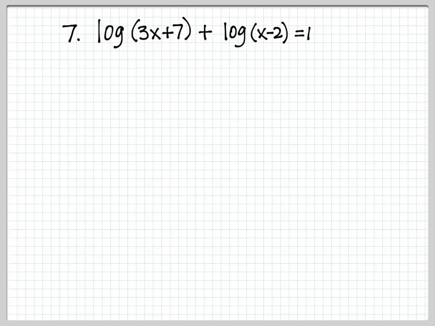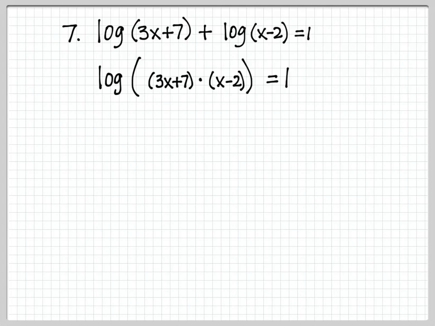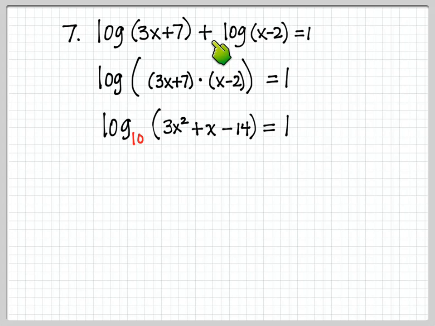In problem number 7, please notice that both of these terms have the same base. They're both log base 10. So we can condense those two logarithms into one logarithmic statement. Since this was an addition, we multiply the two arguments. And when we multiply the two arguments, we get 3x squared plus x minus 14.